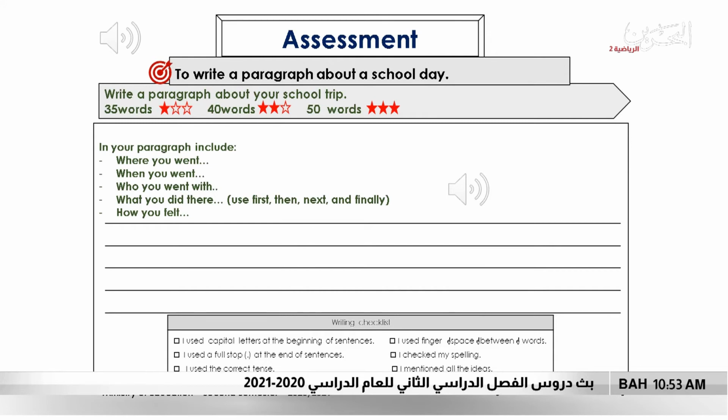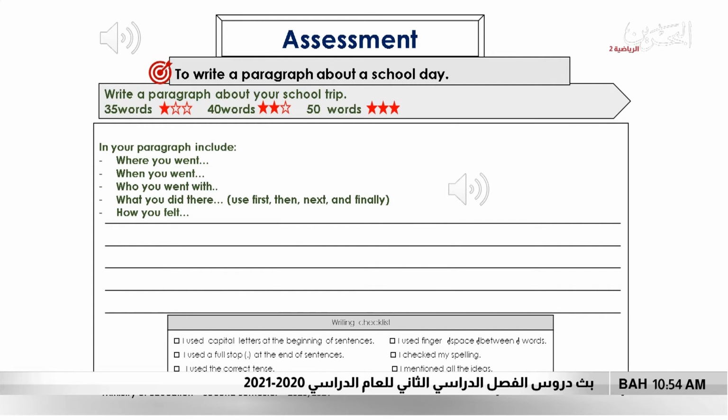Finally, it's time to write our paragraphs. Write a paragraph about your school trip. In your paragraph, include where you went, when you went, who you went with, what you did there, first, then, next, and finally, time words, how you felt.